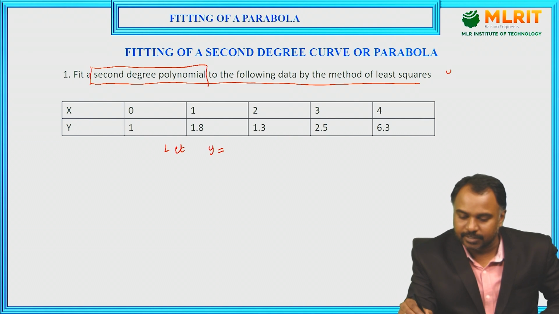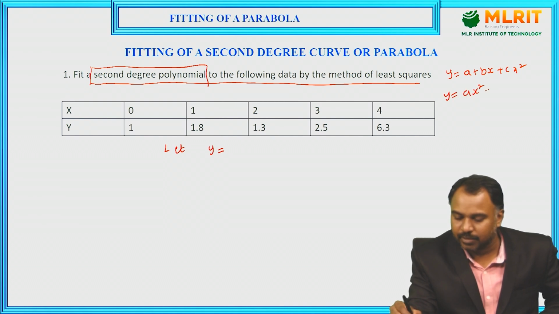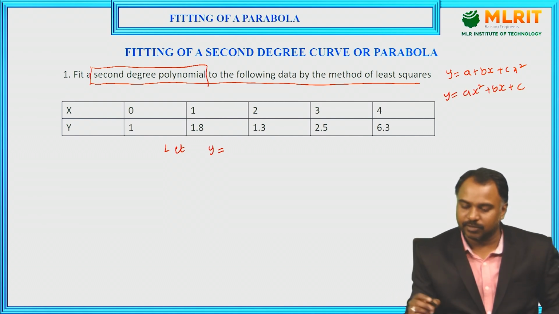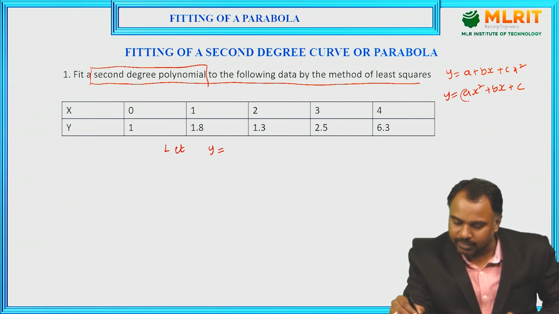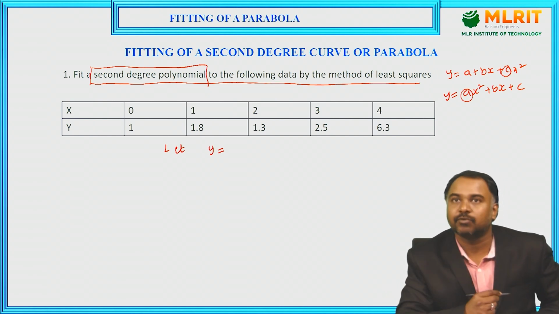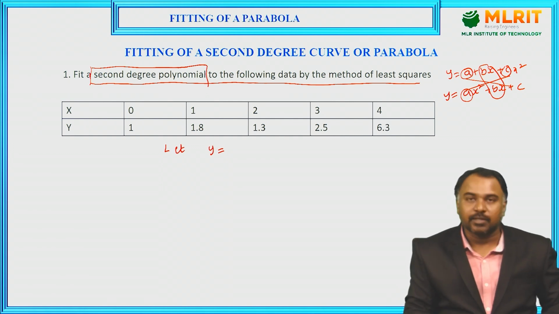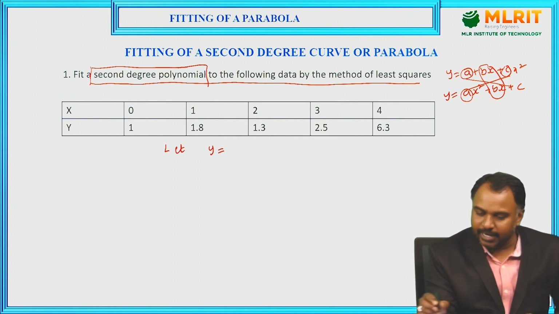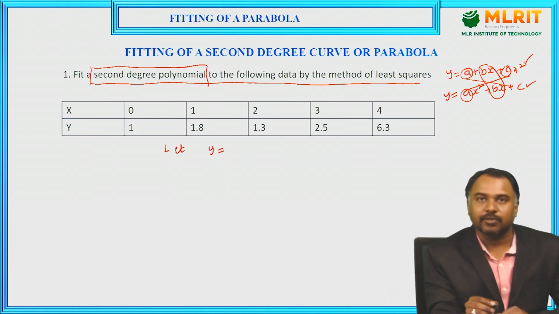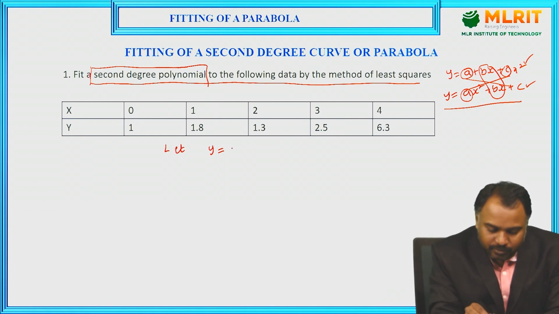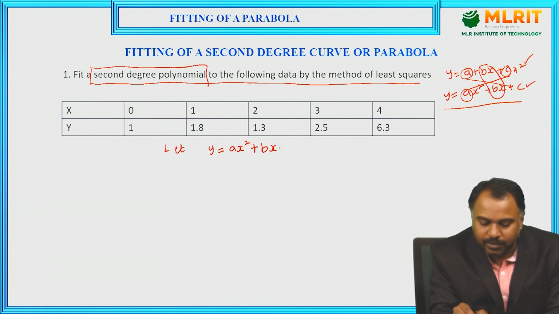As I said, there are two curves: y is equal to a plus bx plus cx square, or the other curve, ax square plus bx plus c. If you observe, the only change is that the x square coefficient is a here, whereas in the first equation the x square coefficient is c. The b coefficient is always the same, whichever equation you consider. You can consider either the first one or the second one. Therefore I am considering the second one. So let us consider y is equal to ax square plus bx plus c.